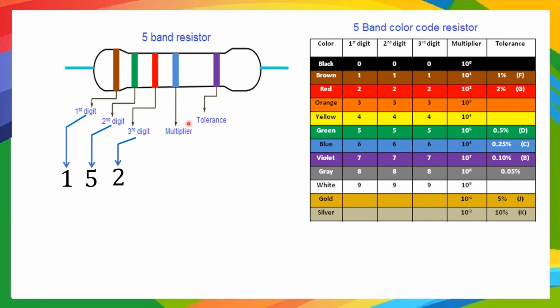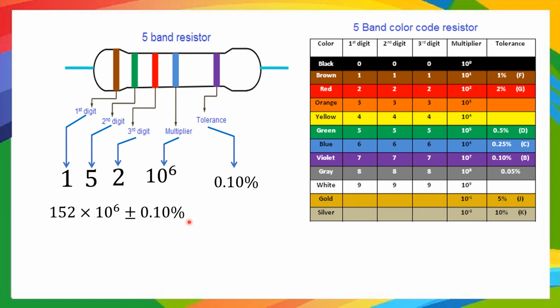And the fourth color band is blue. So this is the multiplier. Blue means here 10 to the power of 6. The multiplier is 10 to the power of 6. And the color of the tolerance is violet. Violet means here 0.10 percentage. So the first digit is 1, the second digit is 5, the third digit is 2. So 152 into 10 to the power of 6 plus or minus 0.10 percentage, or 152 million ohms. 10 to the power of 6 means million ohms, plus or minus 0.10 percentage. Okay. So this is an example of decoding the color code on a 5-band resistor.